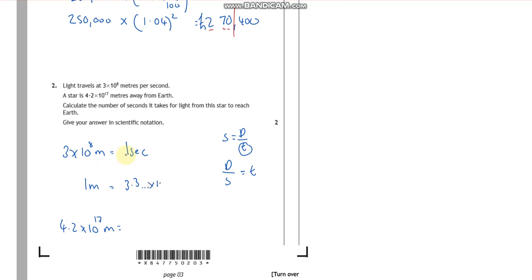3.333333 times 10 to the negative 9 seconds. And then how do I get from here to here? Well, I'm timesing by this number, aren't I? So first of all, I divided both sides by 3 times 10 to the 8. And then I multiplied by 4.2 times 10 to the 17. So that times 4.2 times 10 to the 17.